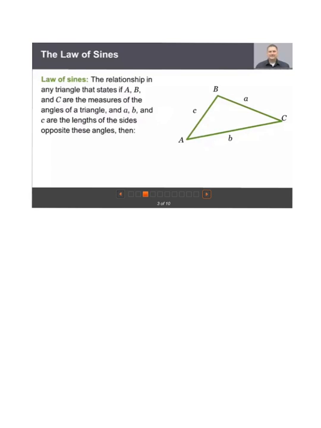Hey guys, I just wanted to hop on and make a little video for the law of sines because I know it's a little bit confusing. So I just wanted to go through the slides that they gave you on Edgenuity and see if I can explain it for you a little bit.